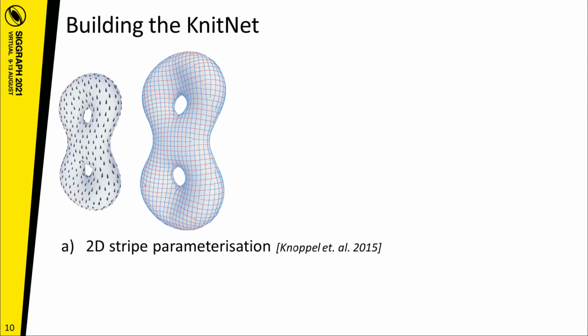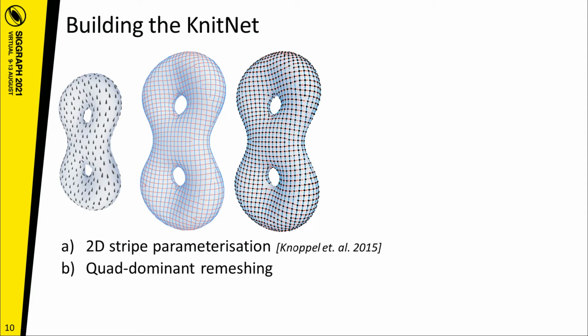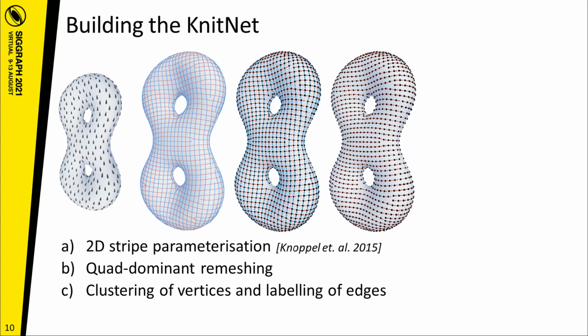Therefore, we start by computing a 2D stripe parameterization using the method of Knöppel et al. It ensures that the spacing between each stripe remains consistent. Then, we perform the remeshing by computing the intersection between two orthogonal stripes and connecting them. At this stage, we augment each vertex with the pattern and yarn information from the input textures. Finally, we cluster the vertices of the remeshed geometry along the horizontal stripes to get the nodes of the KnitNet and compute the connections between them using the input vector field. This will allow us to obtain the KnitNet.